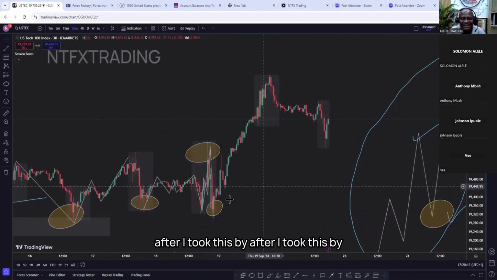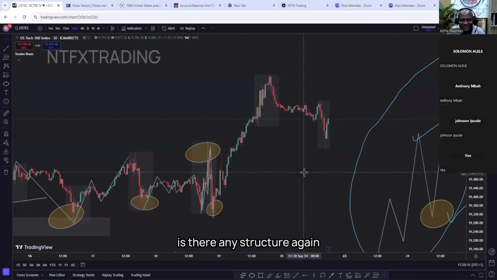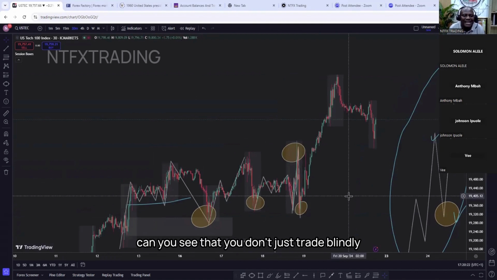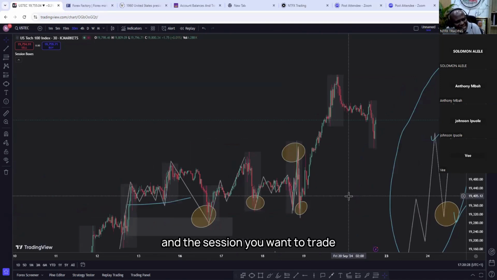After I took this buy, is there any structure again? No, sir. No structure again, so no trade. Can you see that you don't just trade blindly? A structure must be prepared for you, and the session you want to trade must be liquid enough to mitigate it. That is the liquidity we are talking about.